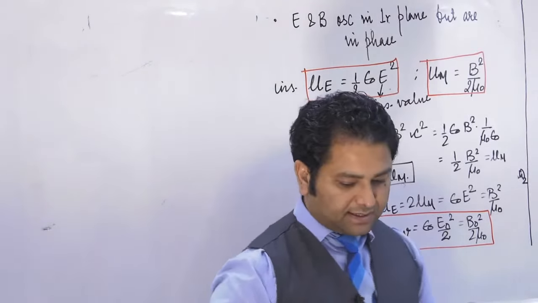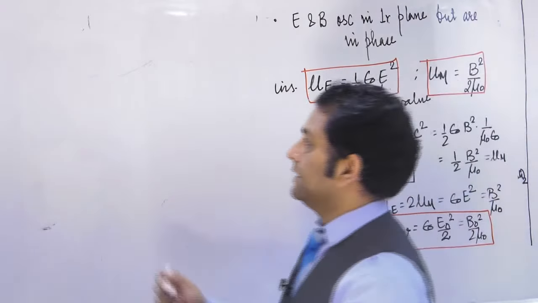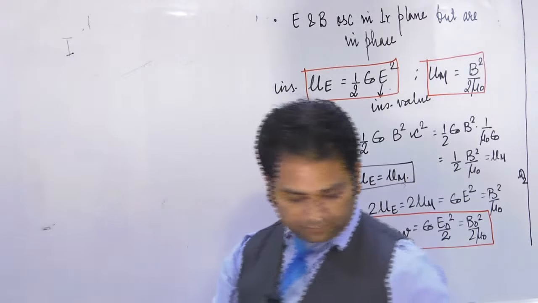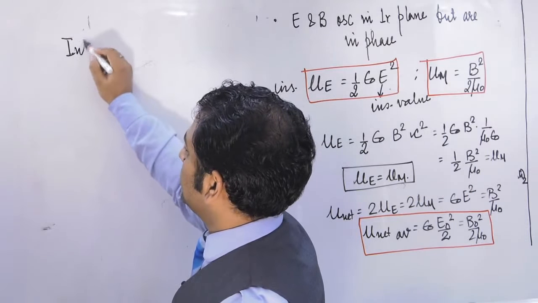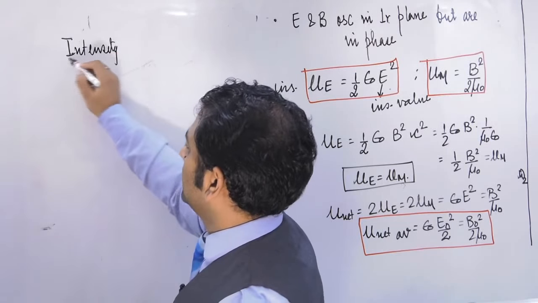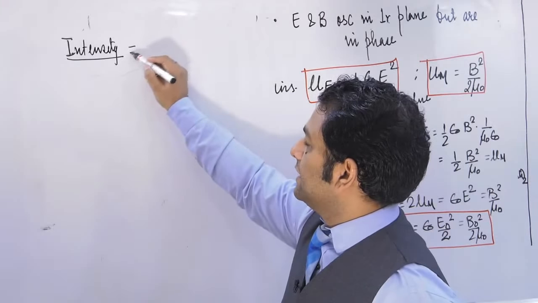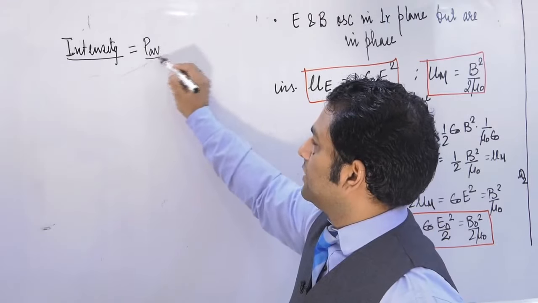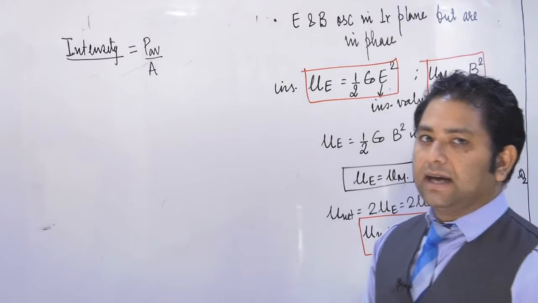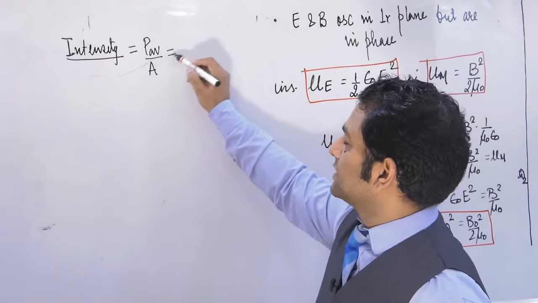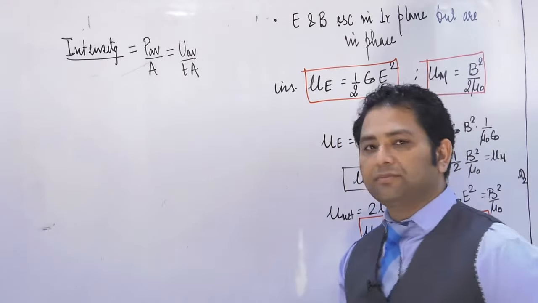Okay, now let's talk about the next thing, which is the intensity. So how do we understand the intensity of a wave? Intensity of an electromagnetic wave is the average power per unit area. So intensity, watt per meter square. Now you can always say this average power is the average energy per unit time, and the intensity is that divided by A. That's how you can do it.